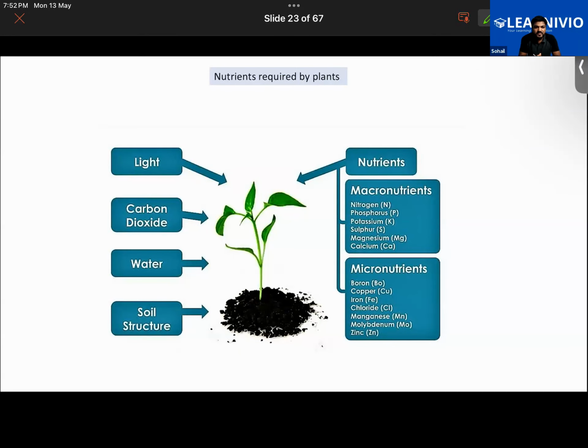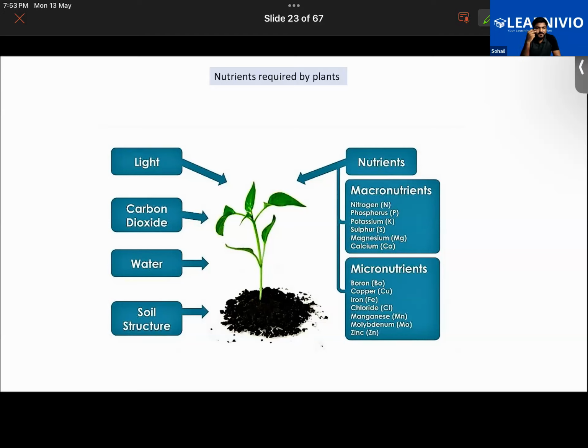Another topic about the plant is that, apart from requiring different types of ingredients to carry out the process of photosynthesis, plants also need different types of nutrients. Right now, one of your mics is on, please turn it off.